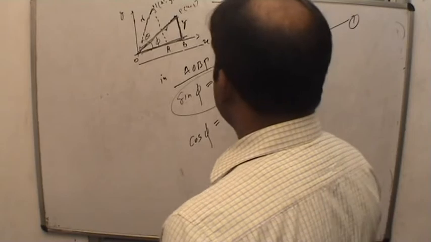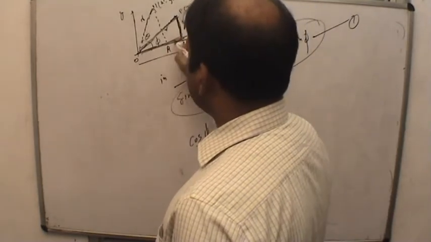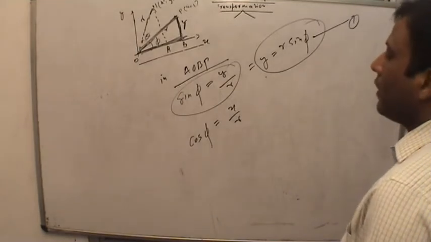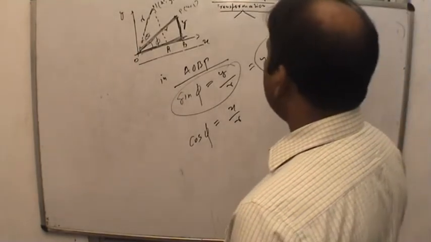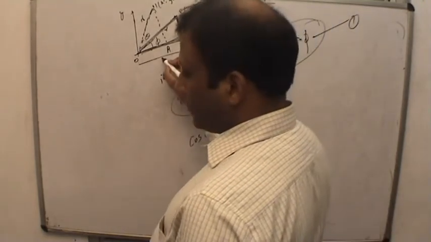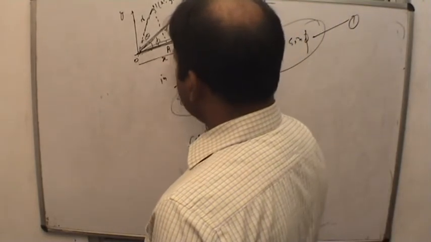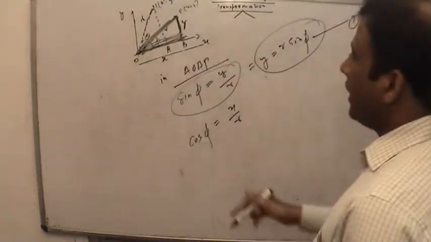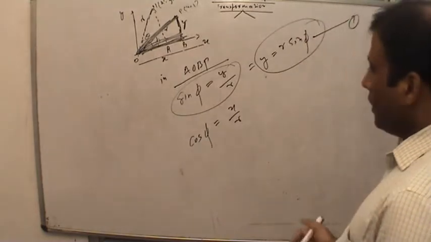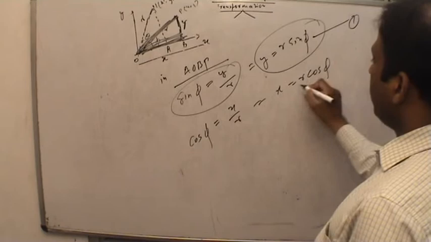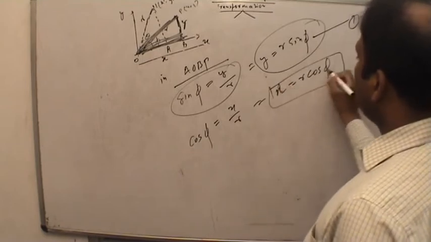Accordingly, we find the value of cos phi, and we get x by r. As you know, this is x and this is r. So we get the value of cos phi is x by r. Now we represent it: x is equal to r cos phi. This is equation 2.